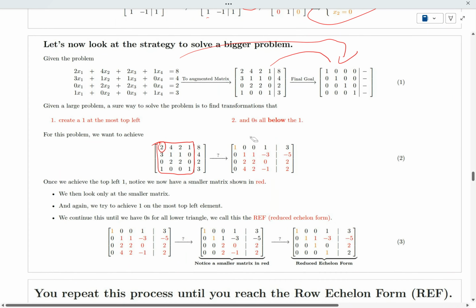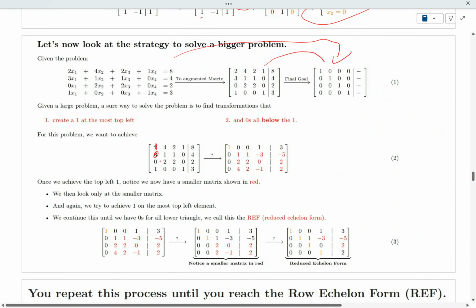Notice that if this is equal to 1, it's very easy to get the rest of them to be 0, because 1 times minus 3 will get rid of 3, and 1 times minus 1 will give us 1. So once we have the first value at the top left as 1, we can easily zero them out. Once you achieve this, we shrink the box, and now we want this to be 1. And then once this is 1, we remove all of the values below. So notice how it gives us all zeros.